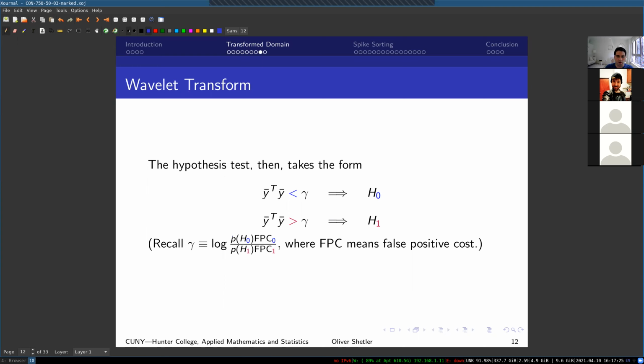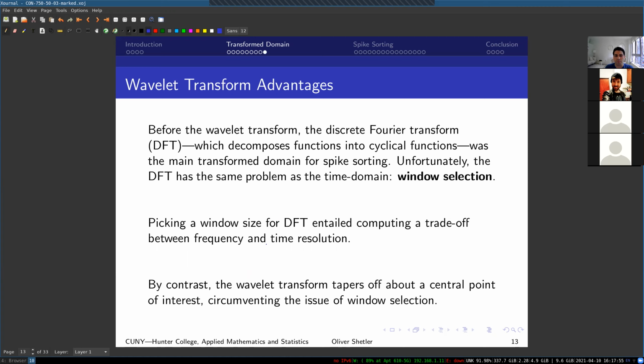Before the wavelet transform, the discrete Fourier transform, which decomposes functions into cyclical functions, was the main transformed domain for spike sorting. Unfortunately, the discrete Fourier transform has the same problem as the time domain, which is to say window selection. Picking a window size for the discrete Fourier transform entailed computing a trade-off between frequency and time resolution. By contrast, the wavelet transform tapers off about a central point of interest, circumventing the issue of window selection.